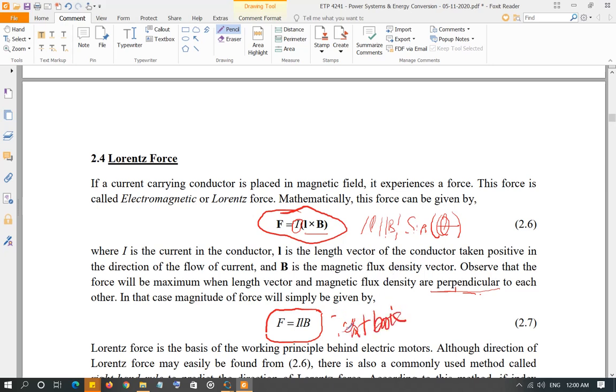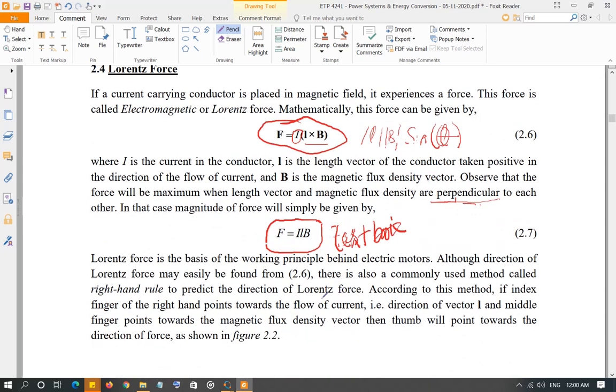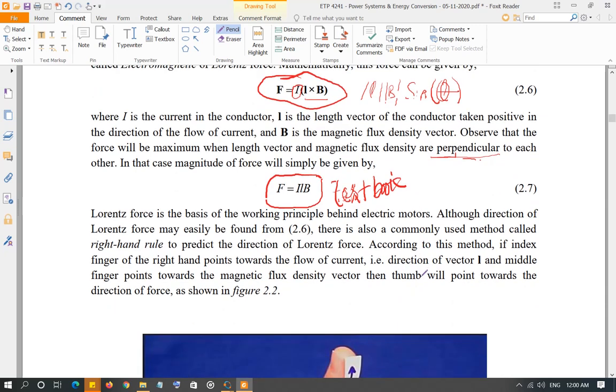Again, as I said, they're not going into the vector analysis, so they only consider the optimum cases. So this is the textbook equation. Anyway, let's move on. How do you figure out the direction of the force? Of course, it will be perpendicular to both, from L cross B. One easy way to figure it out is to carry out the operation, and you will know in which direction the force is acting.